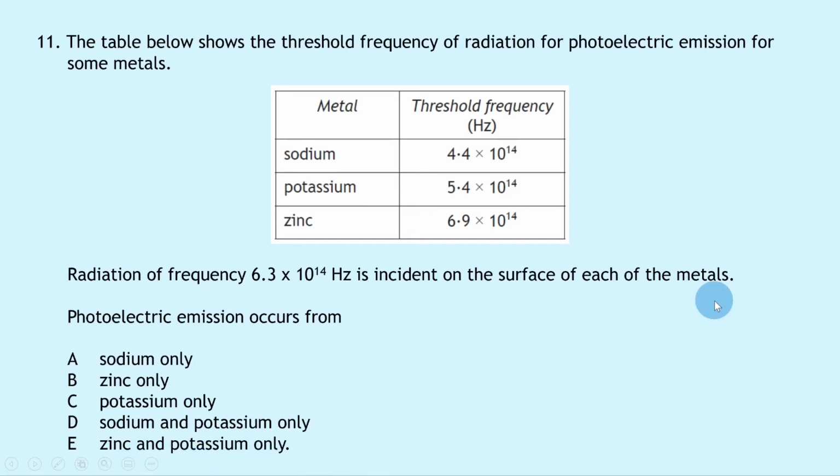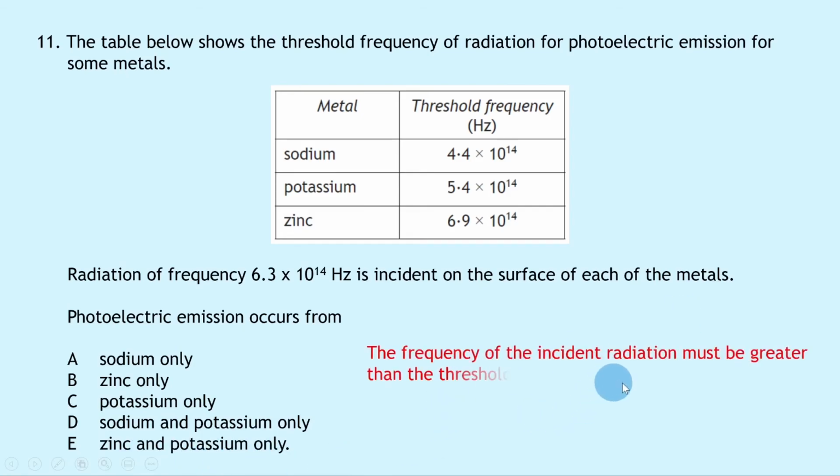And in order to answer this, you just need to be aware that the frequency of the incident radiation must be greater than the threshold frequency for photoelectric emission to occur. So the frequency of the incident radiation here needs to be greater than these values of threshold frequency in order to cause photoelectrons to be emitted from the metal surface. So we can see that this number is bigger than sodium threshold frequency and also the potassium threshold frequency, but it's actually smaller than the zinc threshold frequency. So that means no photoelectrons will be emitted from zinc, but photoelectric emission will occur for sodium and potassium, which gives us the answer D.